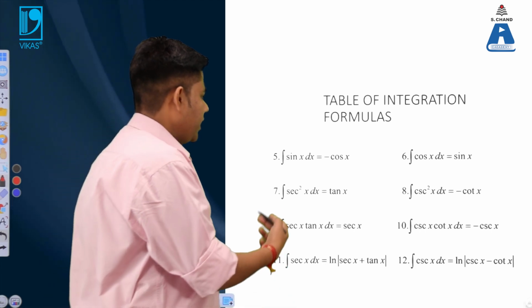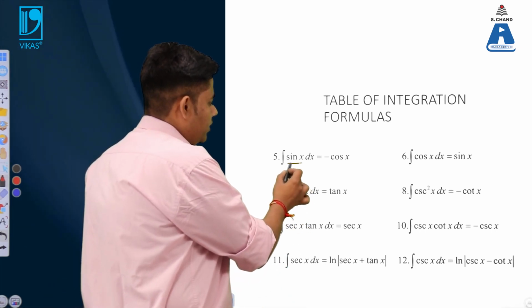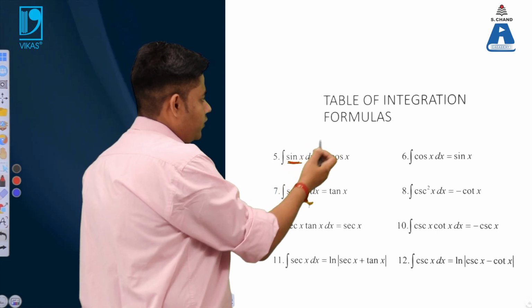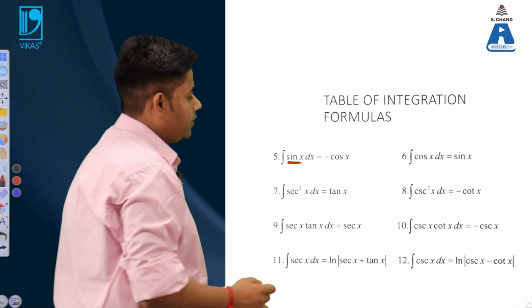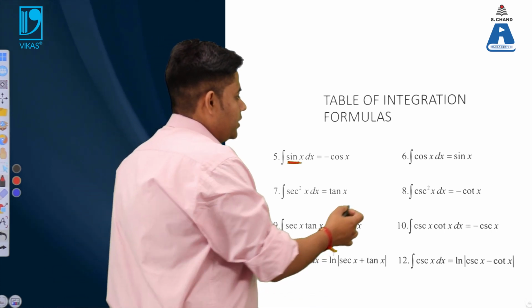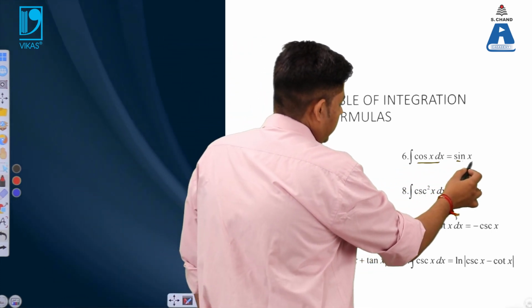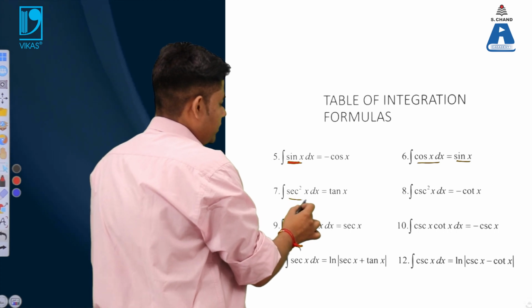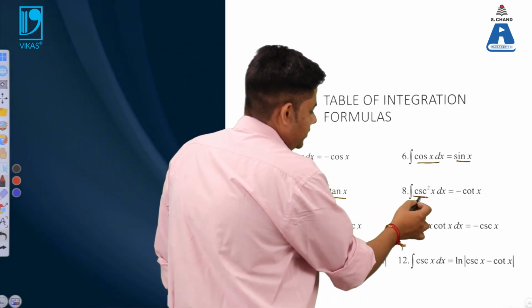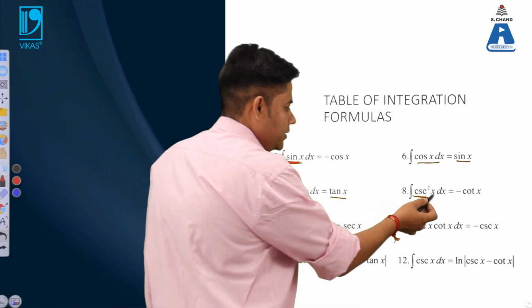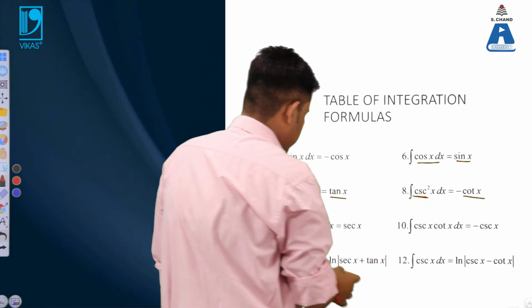Then we have certain integral formulas, like the integral formulas for trigonometry. So we have sin x's integral, that would be minus cos x. The integral of cos x would be sin x. Integral of sec square x is tan x. The integral of cosec square x dx would be minus cot x.